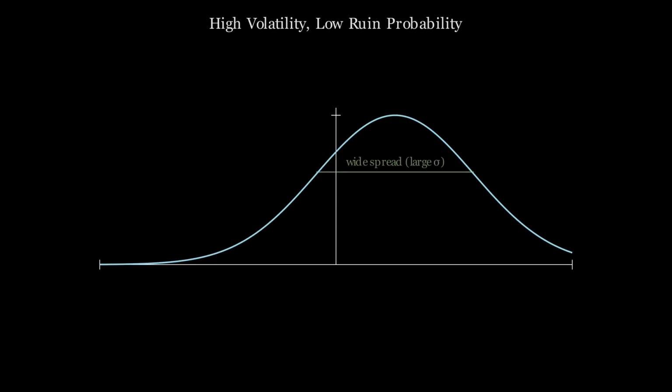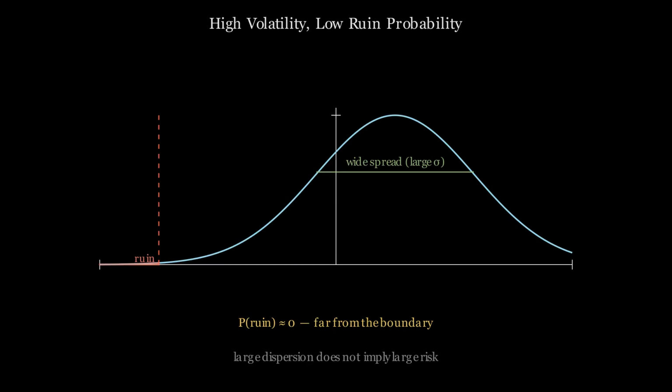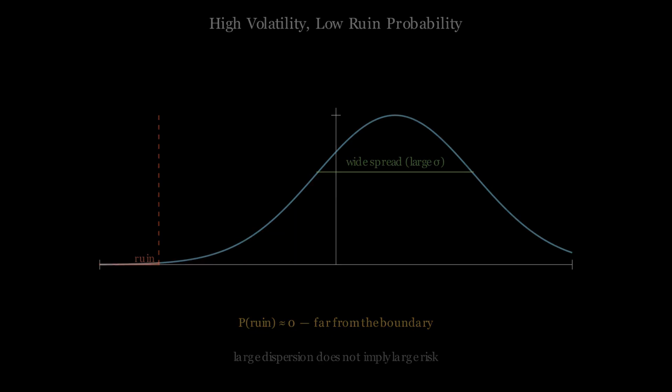A high-volatility strategy can carry low ruin probability. If the capital buffer is large relative to the absorbing threshold, the trajectory oscillates widely but remains far from ruin. The returns are noisy, the variance is large, but each oscillation stays well above the level at which the model terminates. Distance from the absorbing boundary is what determines structural safety, not the width of the return distribution.